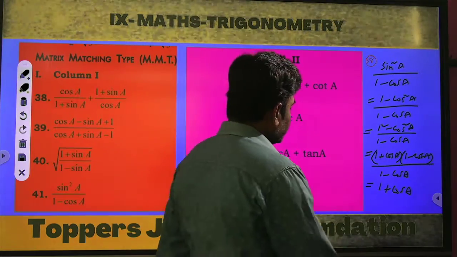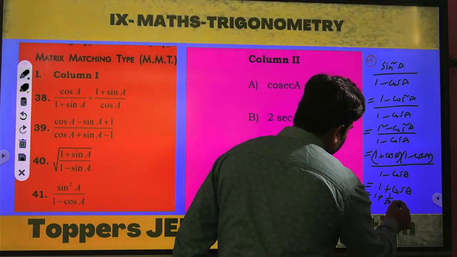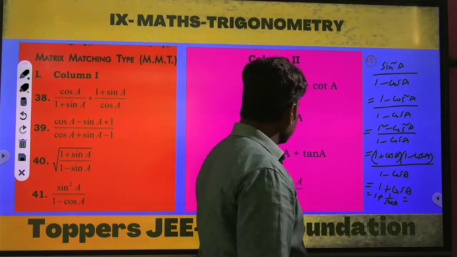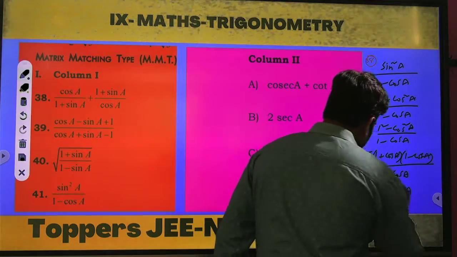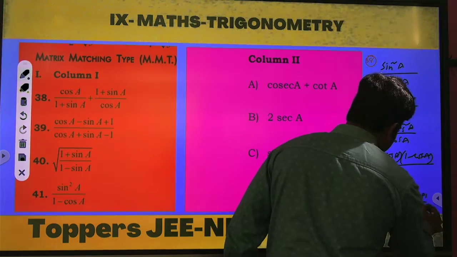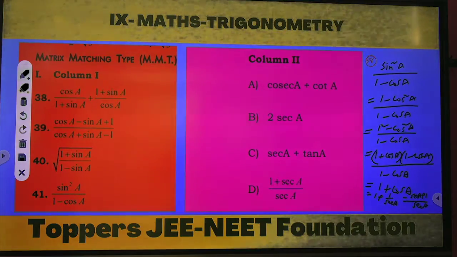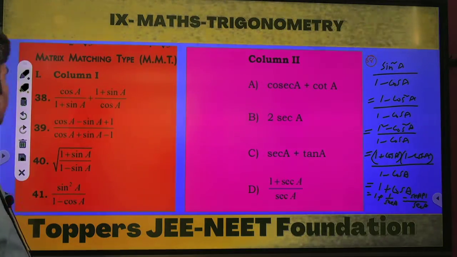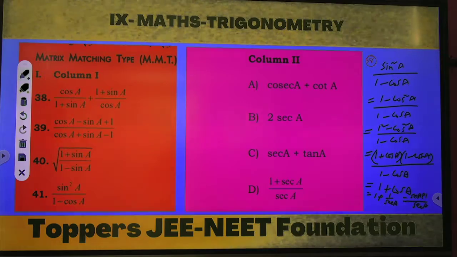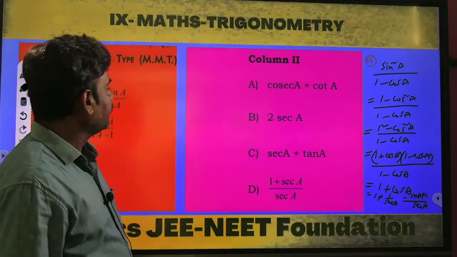Again, still we can simplify it. 1 plus cos a can be written as 1 plus 1 by secant a, which can be written as secant a plus 1 by secant a. So option D is the correct answer. Yes, from the remaining, it should match with cosecant a plus cot a.